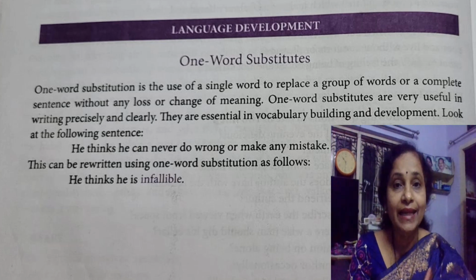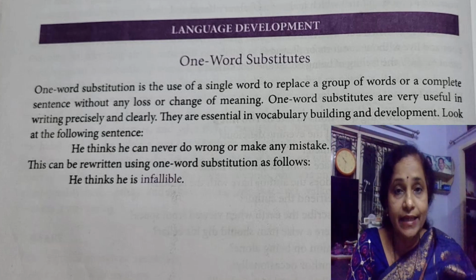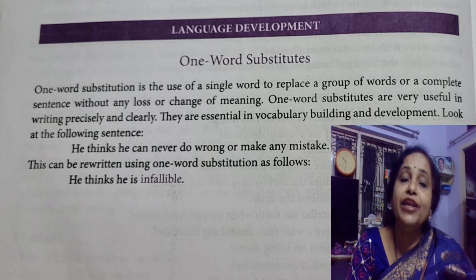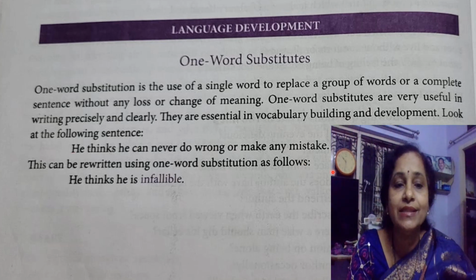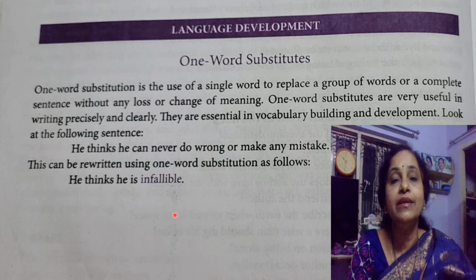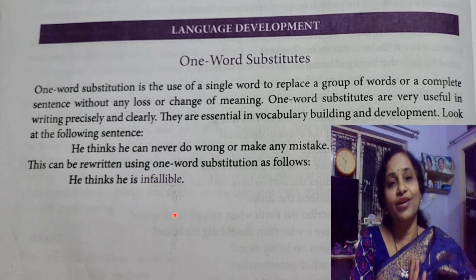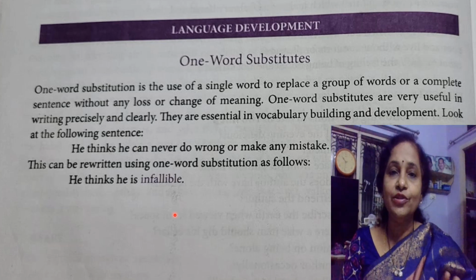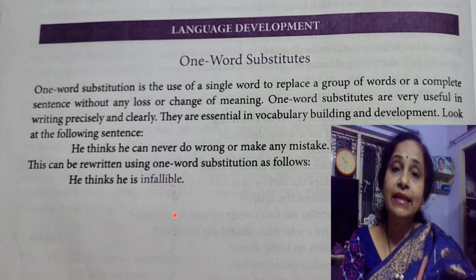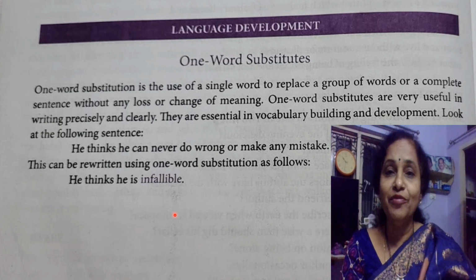Now if we take the following example, he thinks he can never do any wrong or any mistake. If you take this sentence, he thinks he is infallible. That is the word, students. Infallible means thinking that he can never go wrong or can make any mistakes. So instead of speaking a longer sentence, you can use one word. So this is the essence of using one word substitutes.